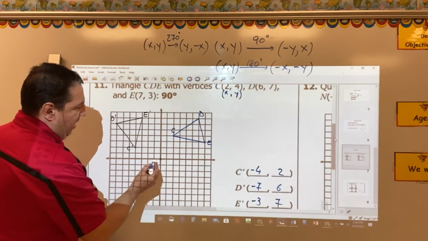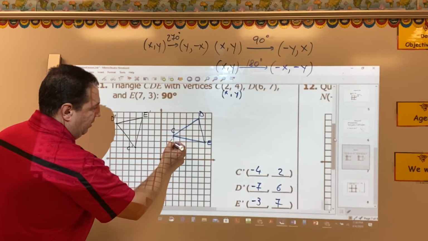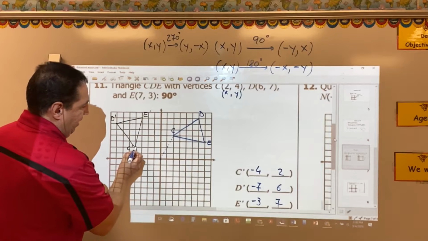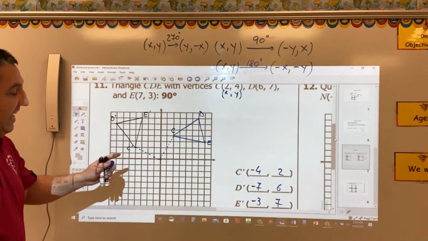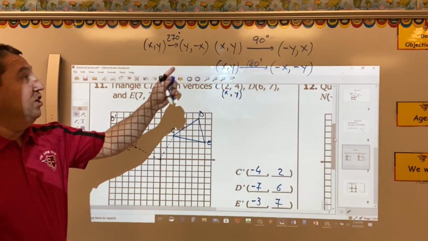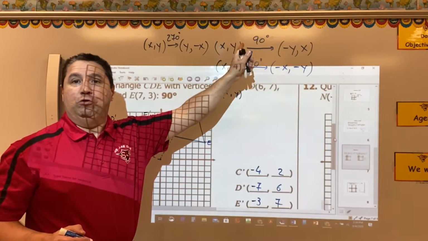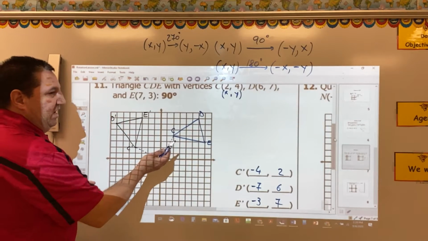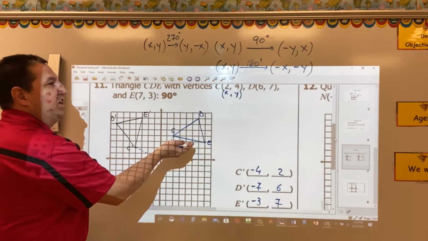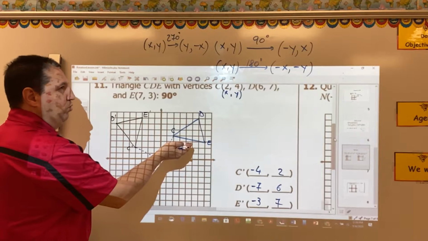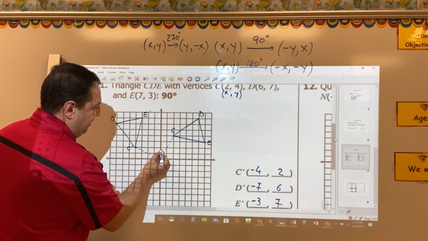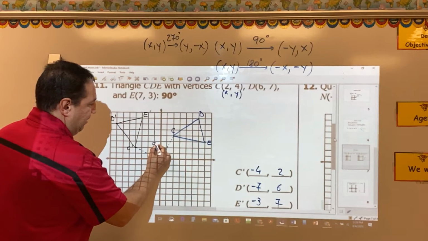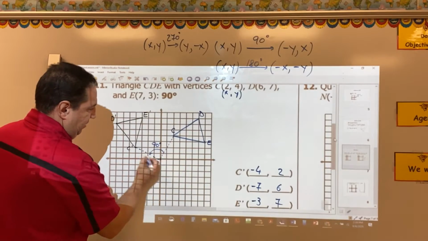Good. Now, if you connect the origin with C and the origin with C prime, yeah, you'll get the angle of rotation, which is supposed to be 90, yeah? But remember, the positive direction of rotation is counterclockwise. So, you have this angle, right? Which is 90 degrees, is a right angle.